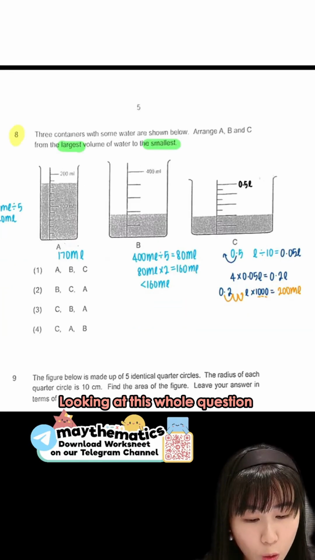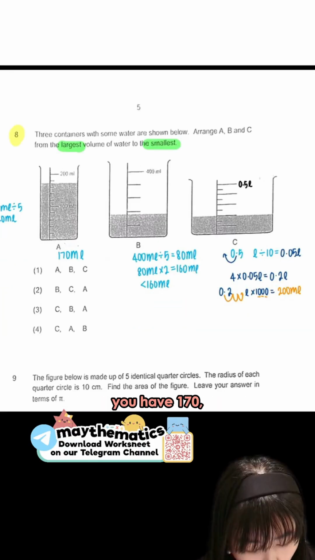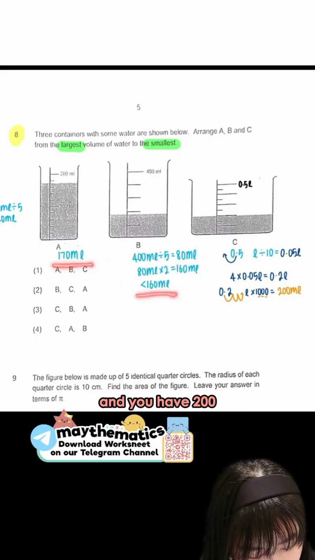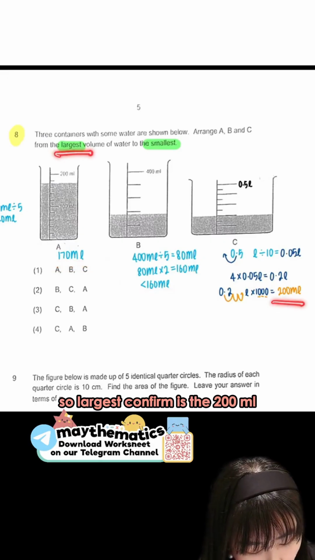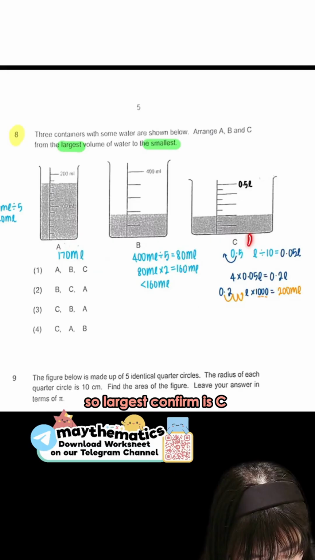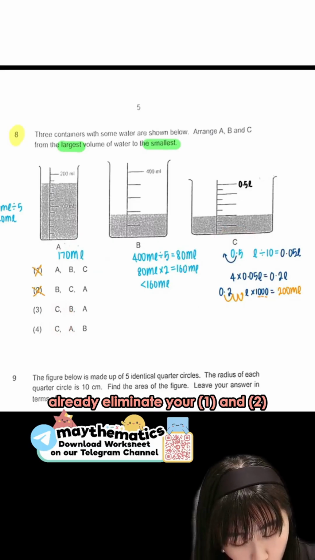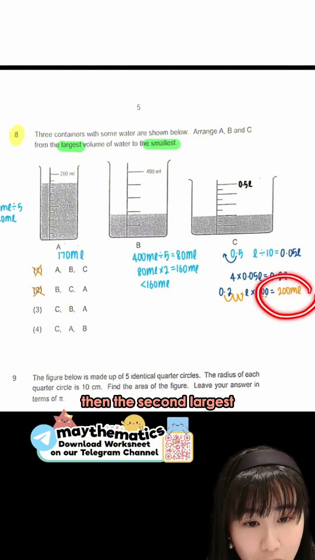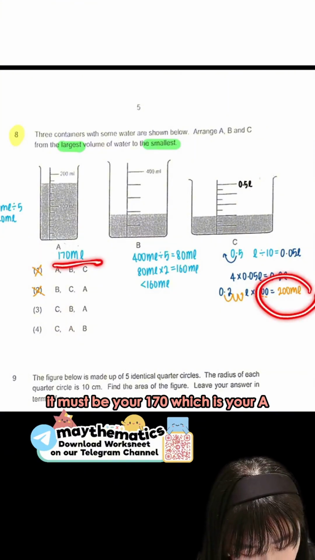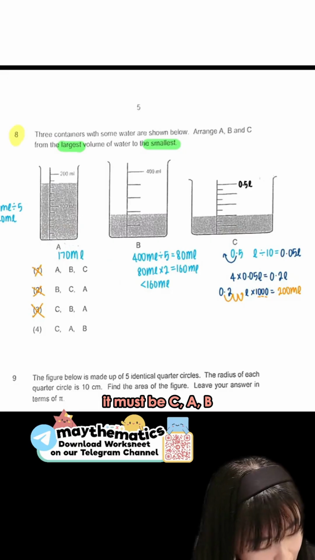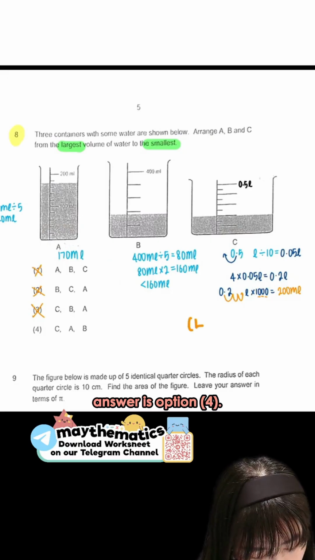Okay, looking at this whole question, you have 170, you have less than 160, and you have 200. So largest confirm is the 200 ml. So largest confirm is C. So if it's C, you can already eliminate your 1 and 2. Then the second largest must be your 170, which is your A. It must be C, A, B. Okay, answer is option number 4.